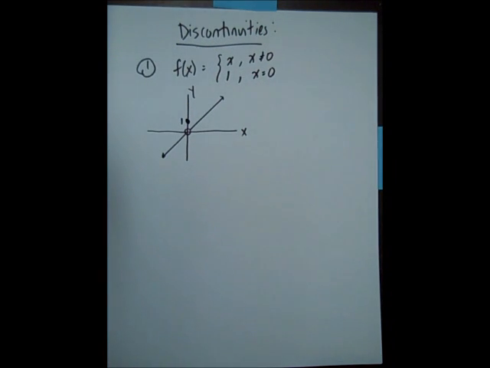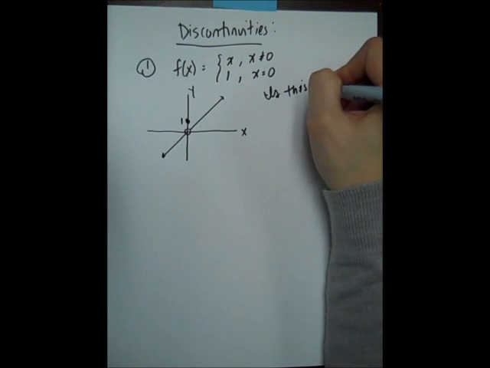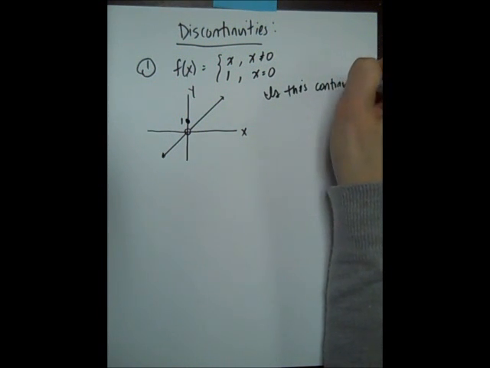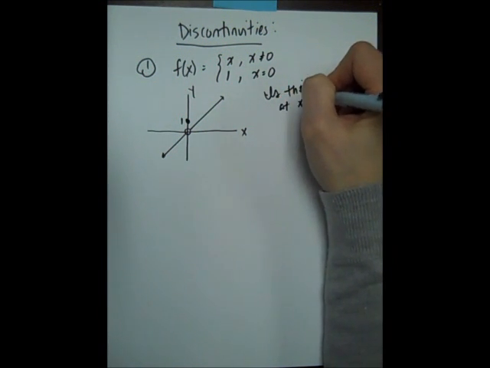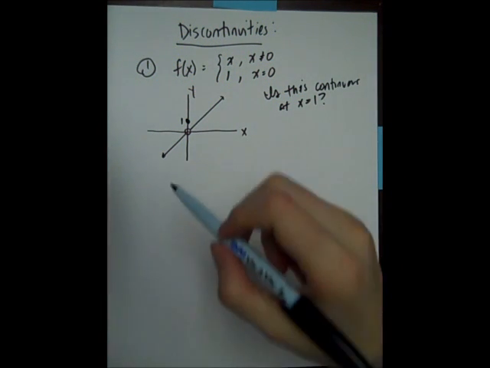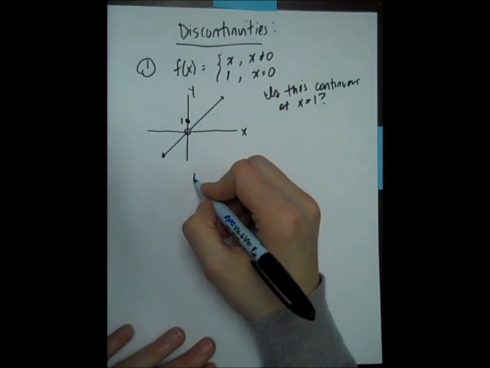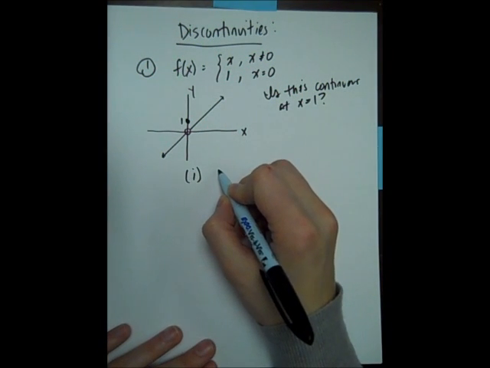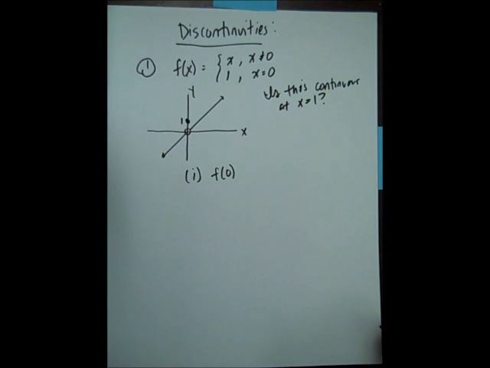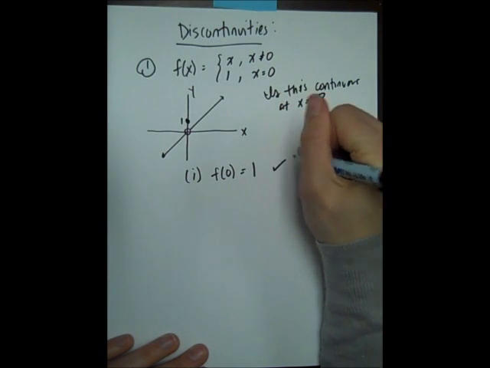So that's the picture. And I want to know, is this continuous at x equals 0? Now your intuition says, no, it's not, because I can't draw this line without picking up my pencil, but the question is why. So let's go through those three things. First of all, is f of 0 defined? Is there a function value? Well, the function says when x is 0, my function value is 1. So that one does not fail.